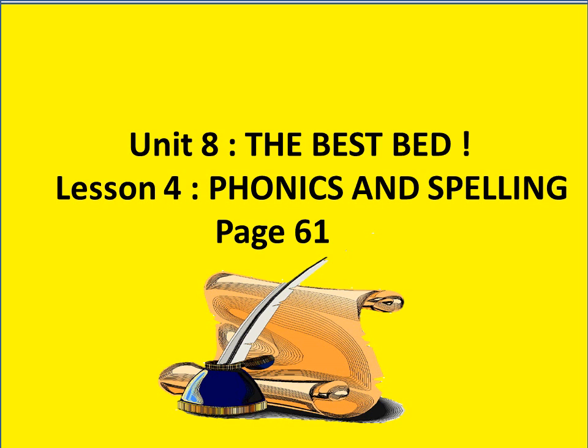Today we will study Unit 8, The Best Bet, Lesson 4, Phonics and Spelling, page 61 in Family and Friends, Grade 5. In this lesson, we will learn how to pronounce and spell the letter C that says S and G that says J. Before we get to the main content of the lesson, we will play a game to review the old lesson you learned in Lesson 3. Now, let's move on to the review.